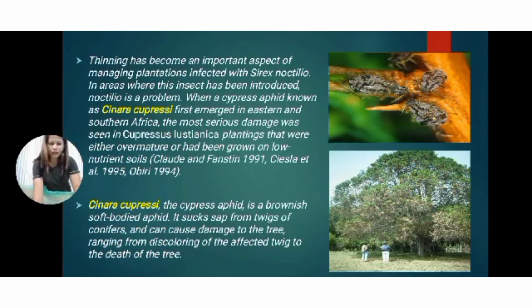And Cinara cupressi, the cypress aphid, is a brownish, soft-bodied aphid. It sucks sap from twigs of conifers and can cause damage to the tree, ranging from discoloring of the affected twigs to the death of the tree.